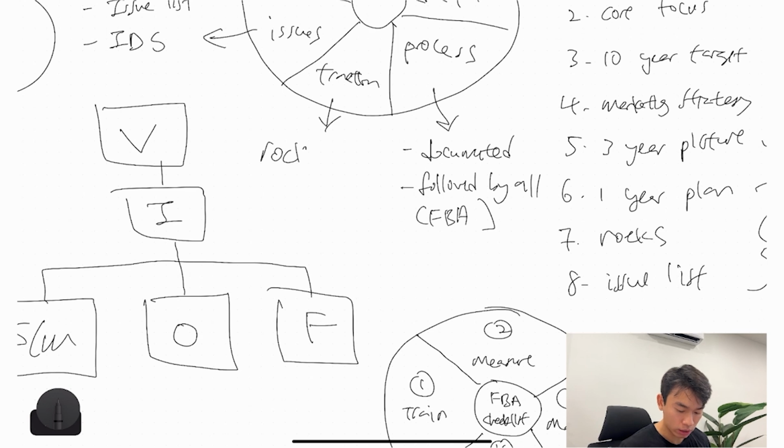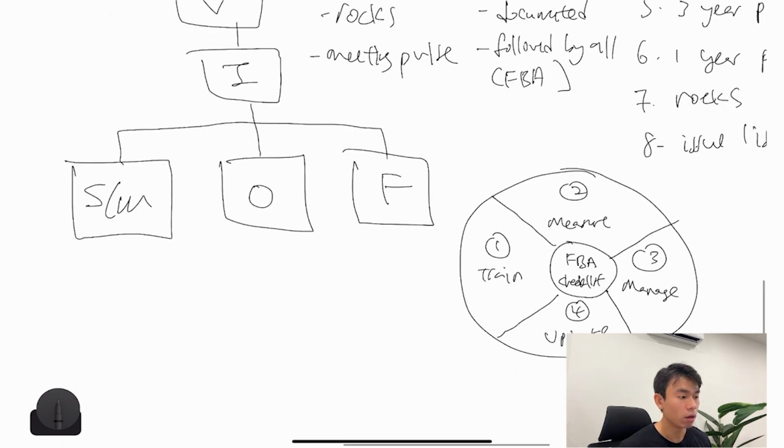Okay, so there's only two things, right? Here we've got rocks and meeting pulse. There are two tools, rocks and meeting pulse, that EOS uses to strengthen the traction component. Rocks are the 3 to 7 most important things you have to get done in the next 90 days.